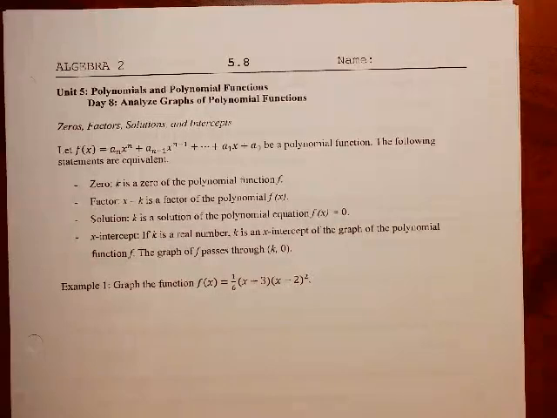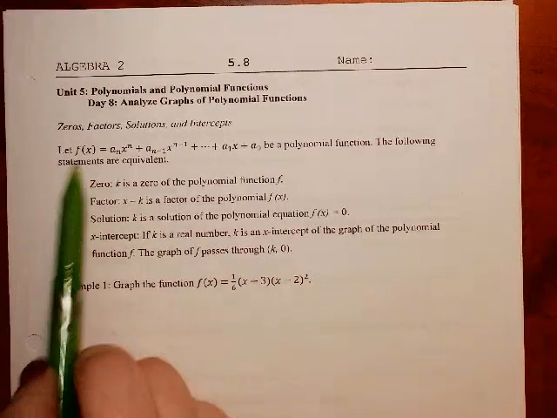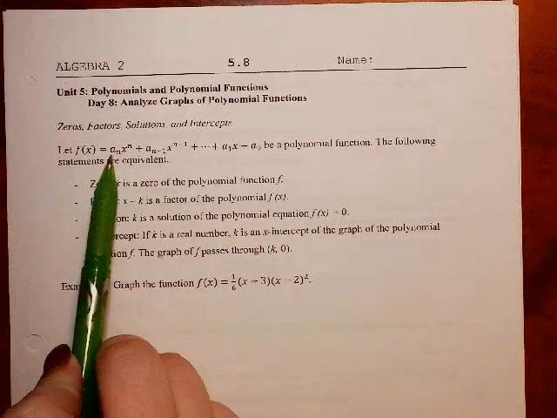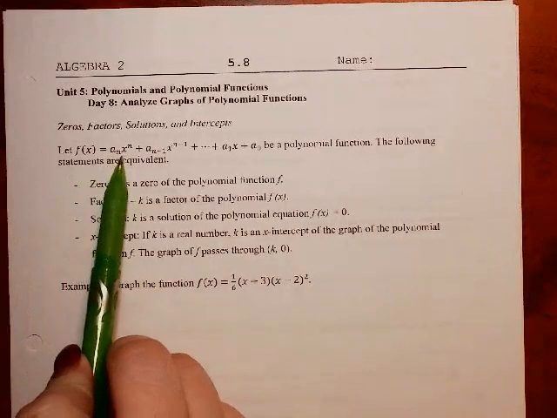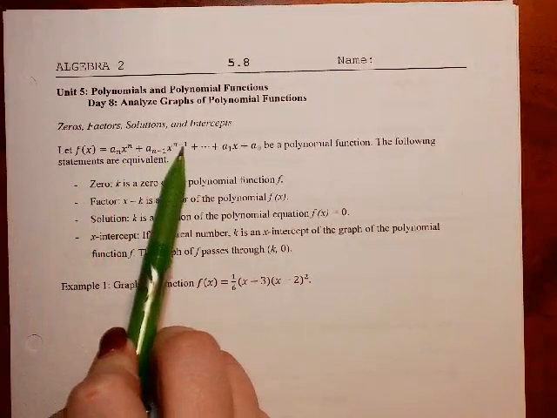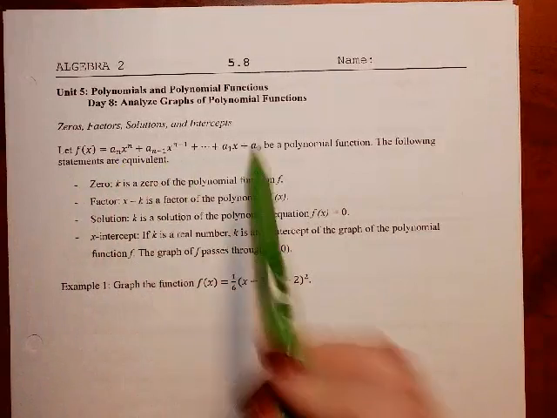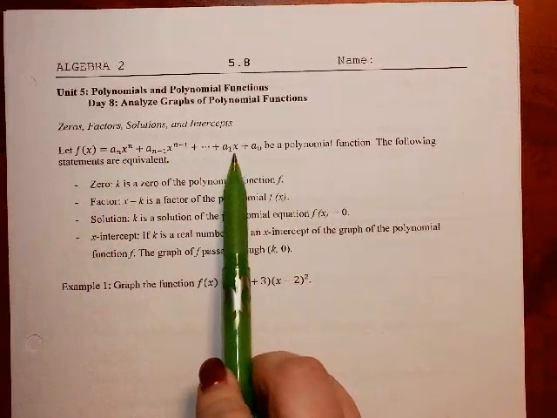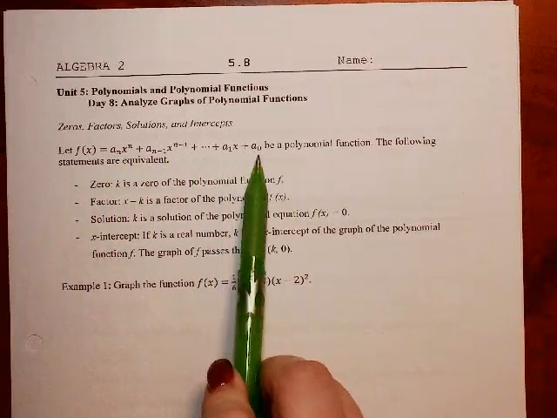Algebra 2, 5.8, Analyze graphs of polynomial functions. Zeros, factors, solutions, and intercepts. Let f of x equal a sub n times x to the n plus a sub n minus 1 times x to the n minus 1, continued, a sub 1 x to the first plus a sub 0 be a polynomial function.